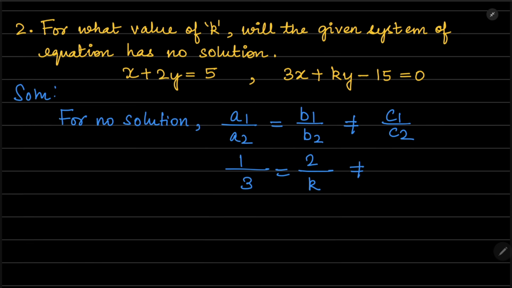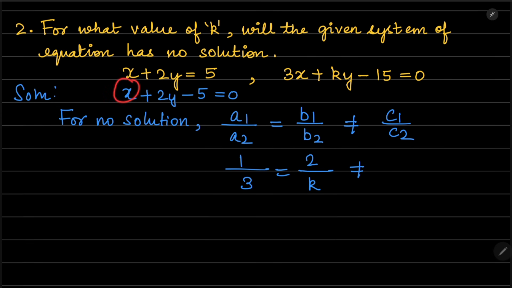Should not be equal to, what is c1? See, here you have your c1 on the RHS. Here c2 is on the left hand side. So what can I do here? I can rewrite it as x plus 2y minus 5 equal to 0. So it should be in the same format.